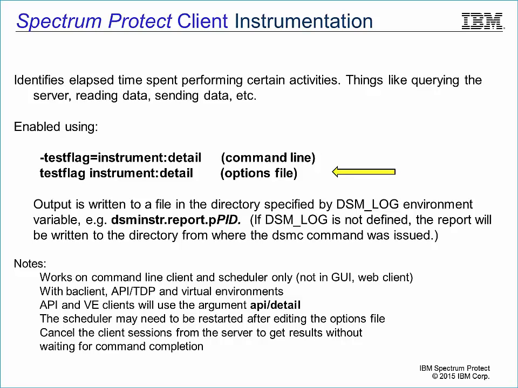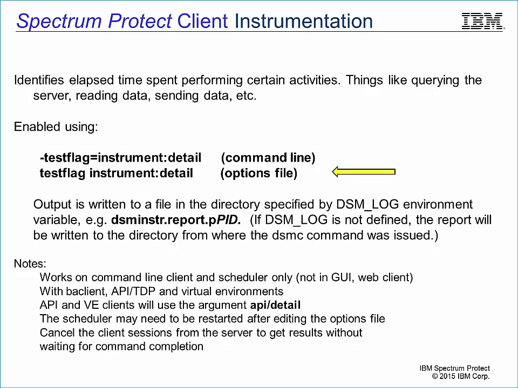This report will be written to a file in the directory specified by the DSM_LOG environment variable and named dsminstr.report.pNNN, where NNN is the process ID of the backup process. If this environment variable is not defined, the report will be written to the directory from where the dsmc command was issued. Please note that client instrumentation works only on command line or scheduled backups, not from the GUI or the web client.